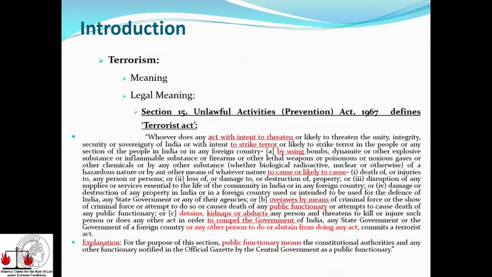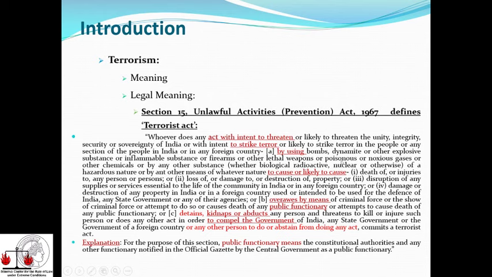The legal meaning has not been given to a specific term like terrorism or terrorist, but section 15 of the Unlawful Activities Act 1967 defines the term Terrorist Act. I have just pinpointed certain words in that definition. Any kind of act with intent to threaten, to strike terror, and there are means which a person would be using. These are the means: bomb, dynamite or explosive substance, inflammable substance, firearms, other lethal weapons.